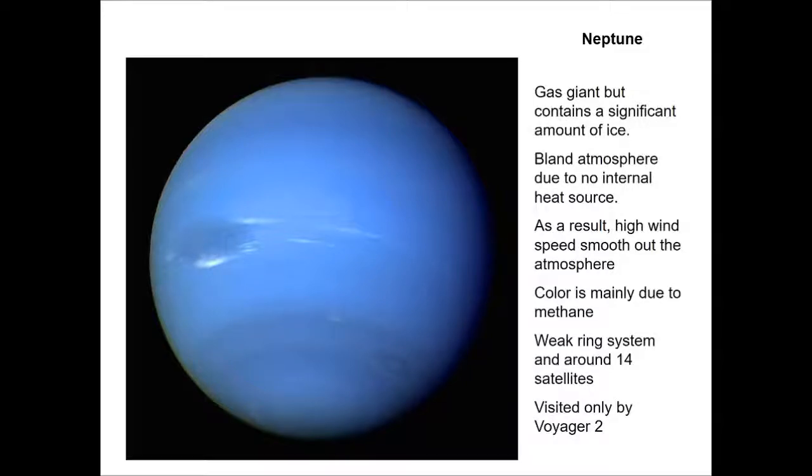It's got some more features on it. It's got what we call the Great Dark Spot, similar to Jupiter's spot. It's a storm as well. But again, high winds smooth out the surface. Probably some ice underneath all that stuff, but we'll never know.